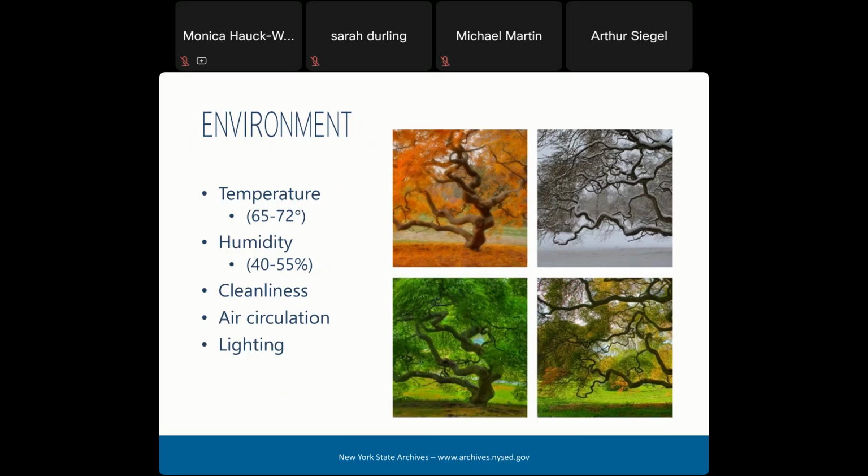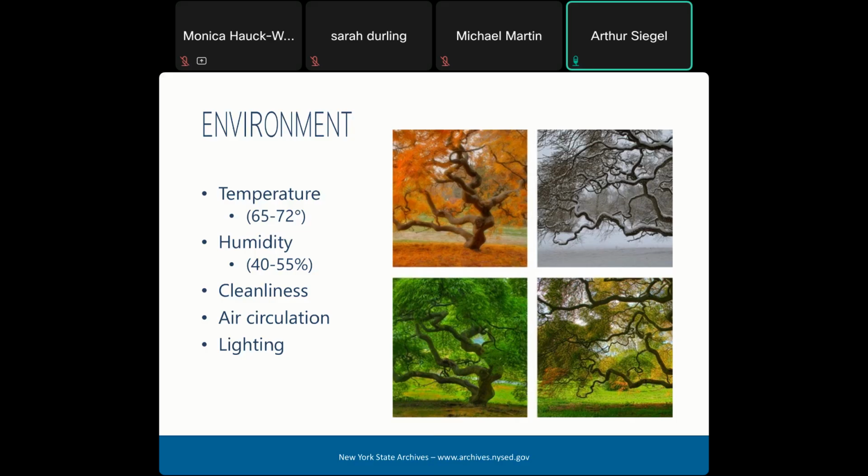A good storage space starts with a healthy environment. So what is the ideal environment to keep records? Here are what we consider the optimal conditions for storing records, as well as for the people who work in inactive records storage facilities. The temperature should fall between a uniform 65 and 72 degrees Fahrenheit. Relative humidity should fall within a range of 40 to 55%. Low humidity like that reduces the presence of mold.